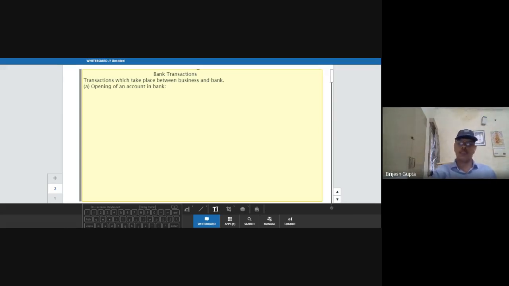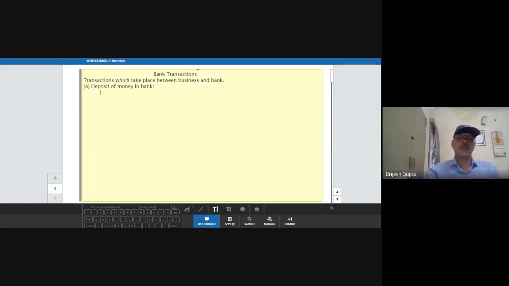Basically, the first transaction from the accounting point of view is not the opening of an account, but the deposit of money or cash in bank. Okay, this is the first transaction that takes place. So what is happening? Bank is a personal account.